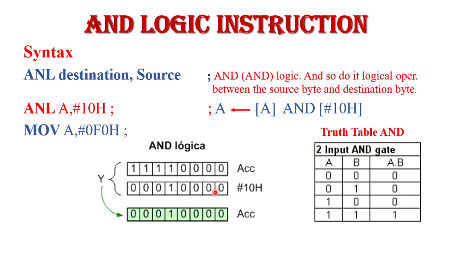Now we perform the logical AND operation. Here we see in the truth table, 1 and 1 gives 1, and all the other combinations give 0. So this end result is stored in the accumulator register.